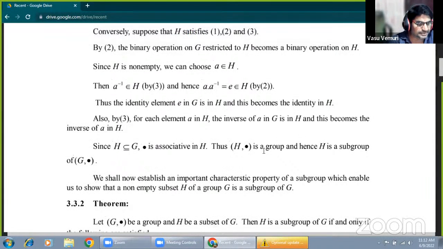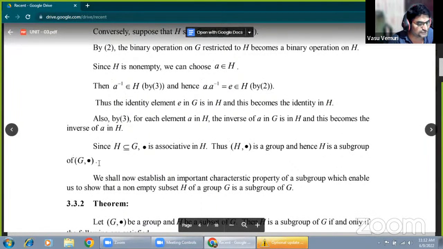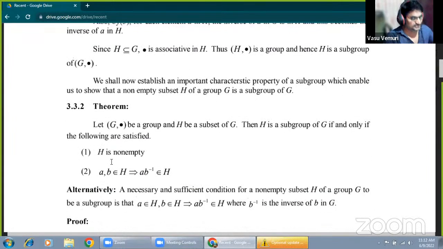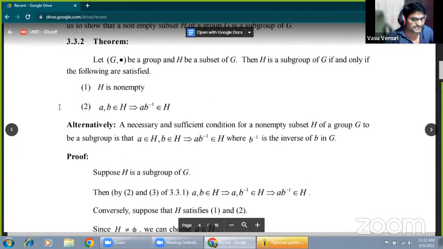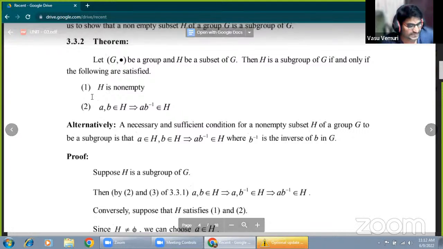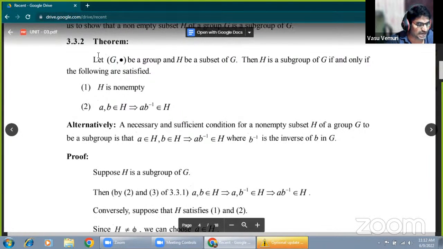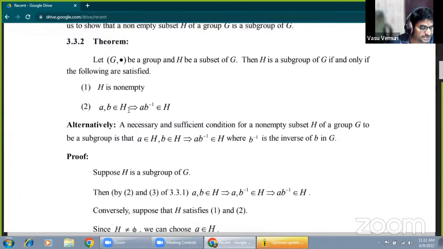Now, given a non-empty subset of elements satisfying all the postulates of a group, H under multiplication is a group. Therefore, finally H is a subgroup of G under multiplication. That's enough. Now this theorem is very, very important in examinations. It gives a condition for a non-empty subset of a group to be a subgroup. What is that? H is not equal to phi, and A, B belong to H implies A B inverse belongs to H. Very important, students.